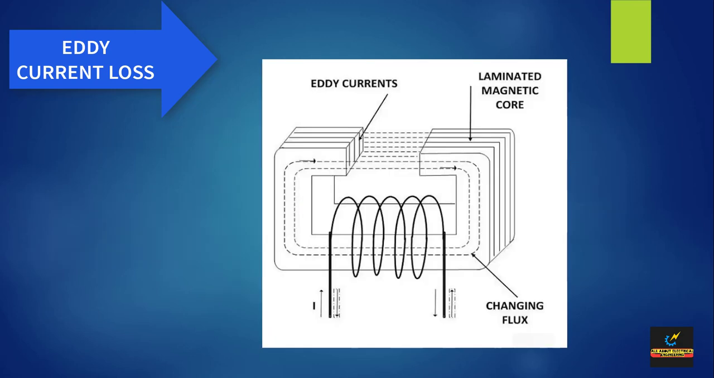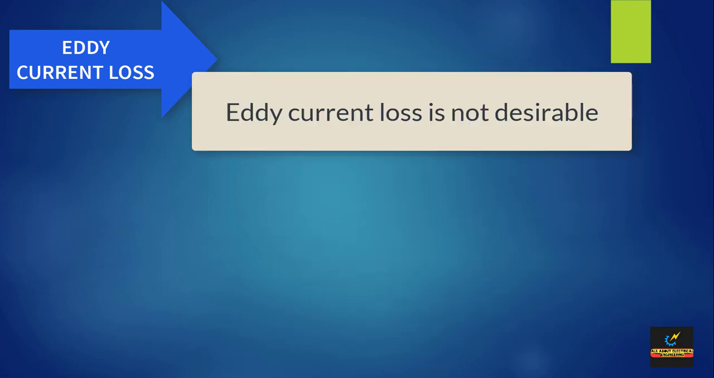So, when the changing flux links with the core itself, it induces EMF in the core, which in turn sets up circulating currents called eddy currents, and these currents produce a loss called eddy current loss or I square R loss, where I is the value of current flowing through the material and R is the resistance of the eddy current path. So this loss is not desirable.